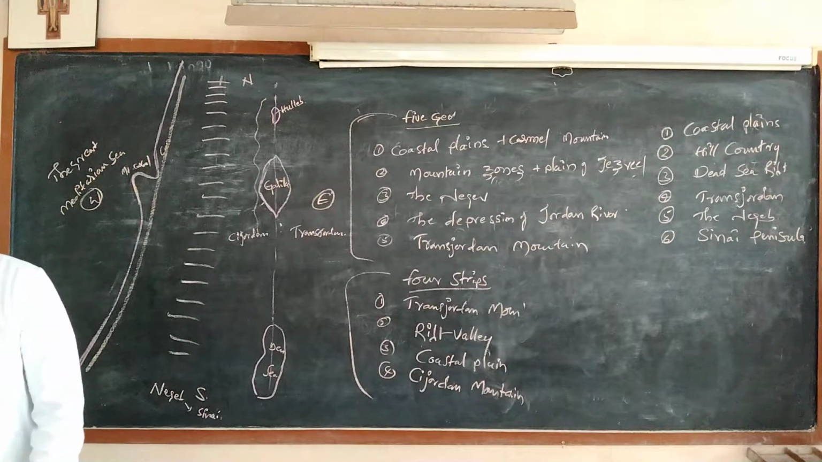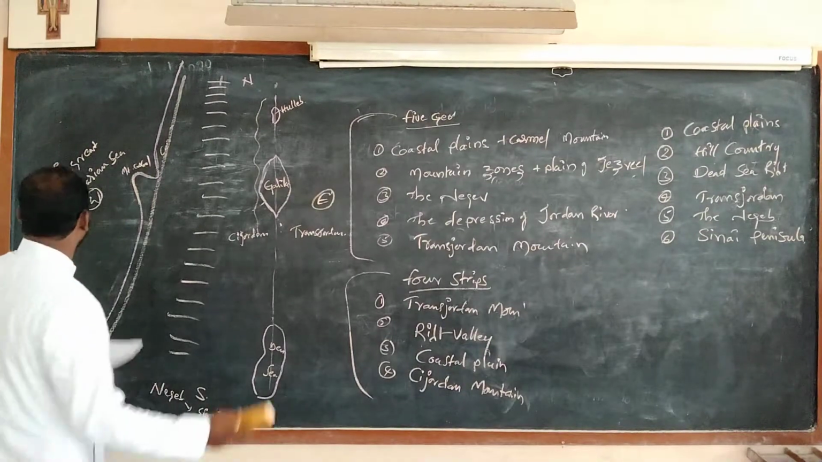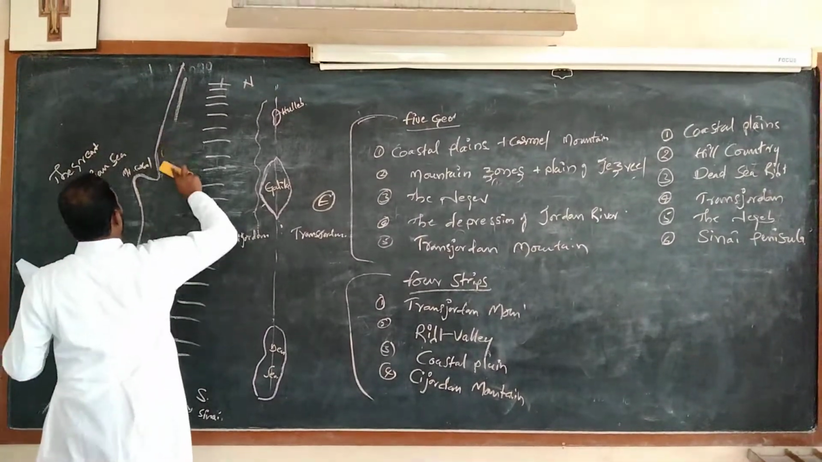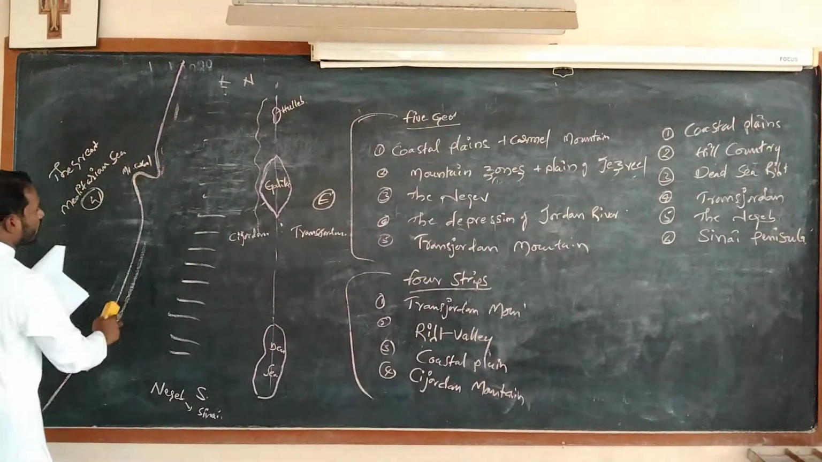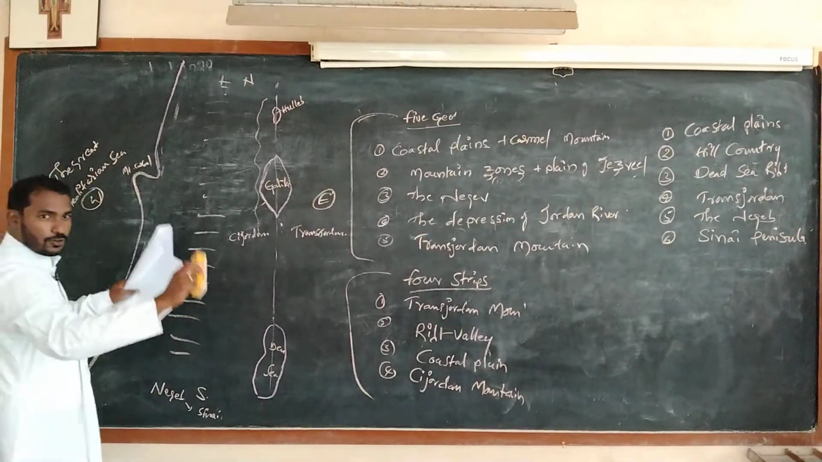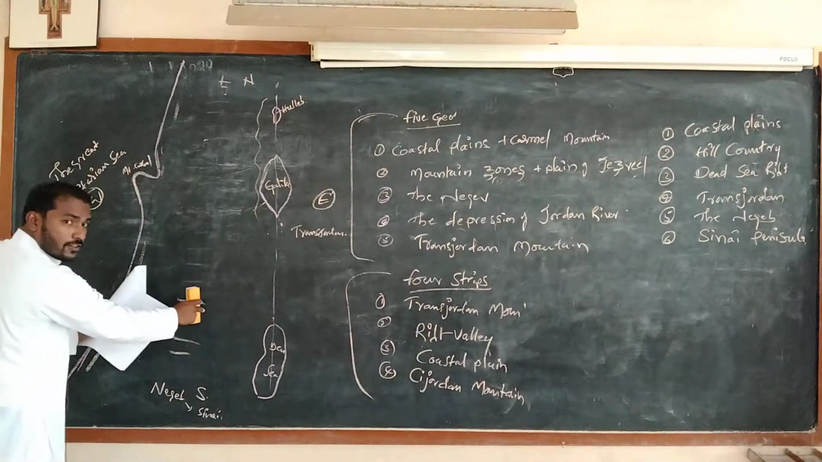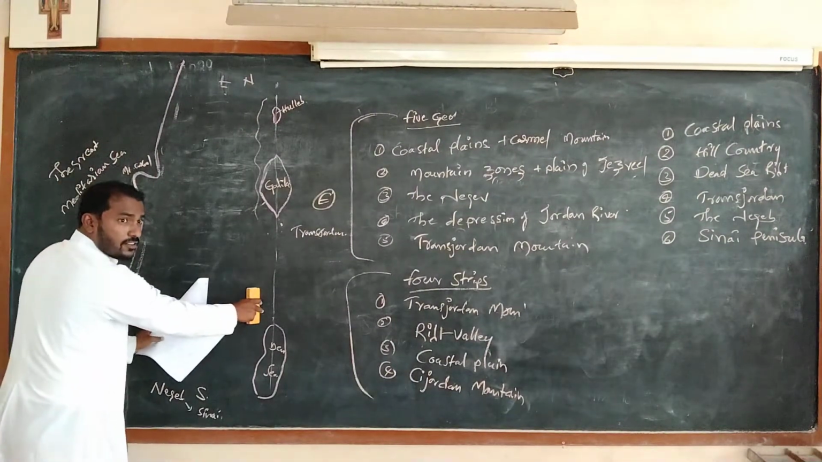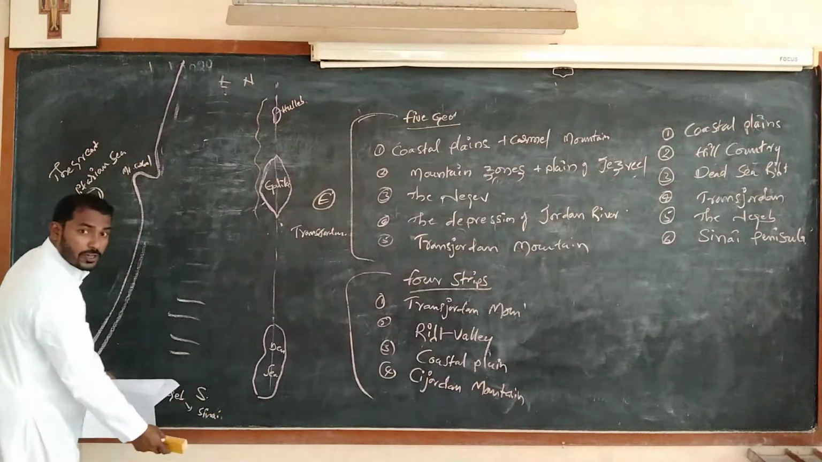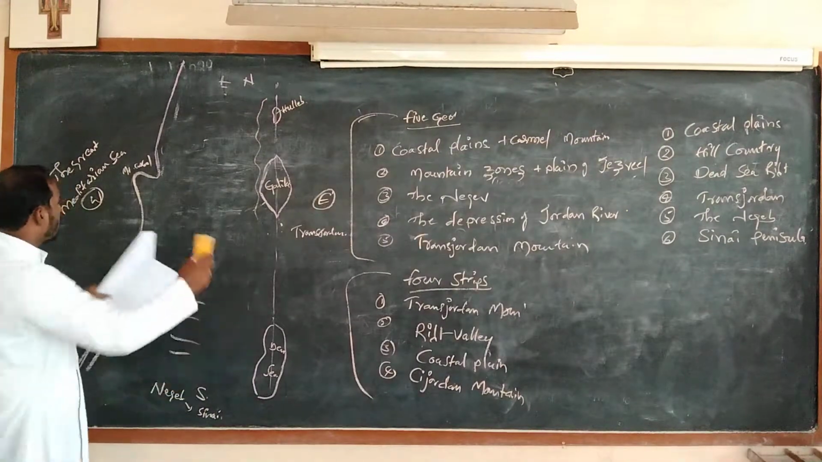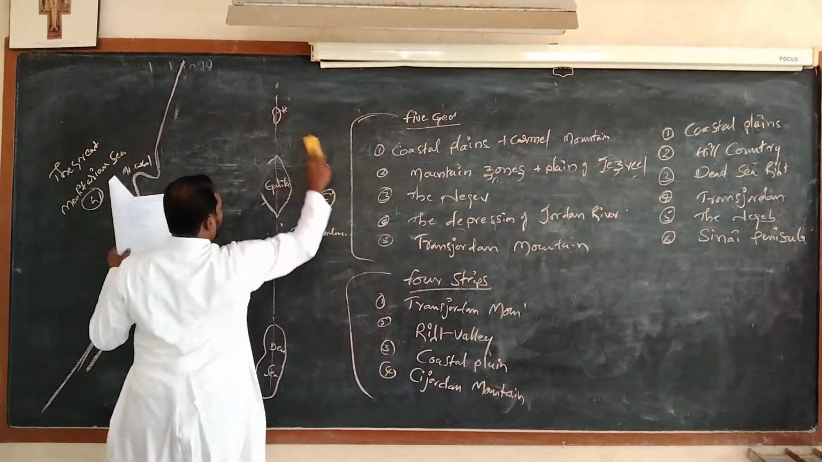After having seen this land division, we point out some of the places which are needed for us. One after the other you draw it. Draw again the basic map, and draw the other ones. Already you have divided the land: coastal plain, hill country, Sea Jordan, Dead Sea Rift, Transjordan, Negev, Sinai Peninsula. And draw again the other basic map, and let us see.